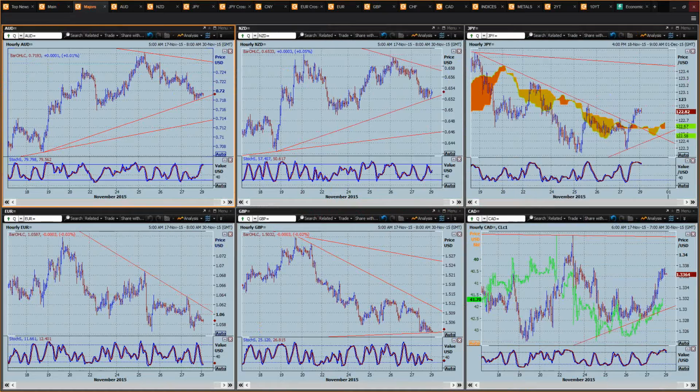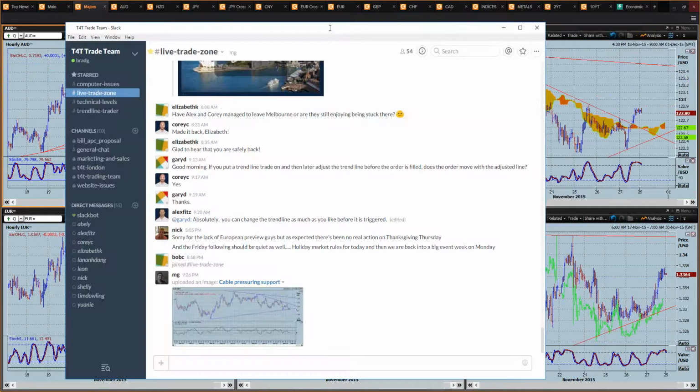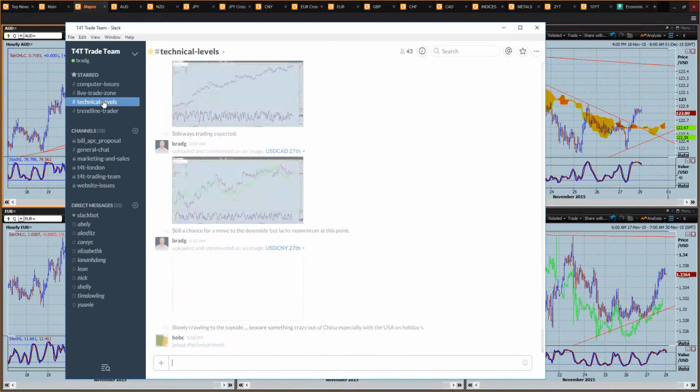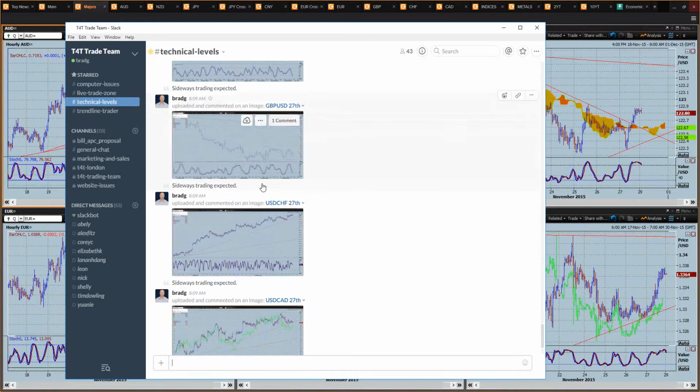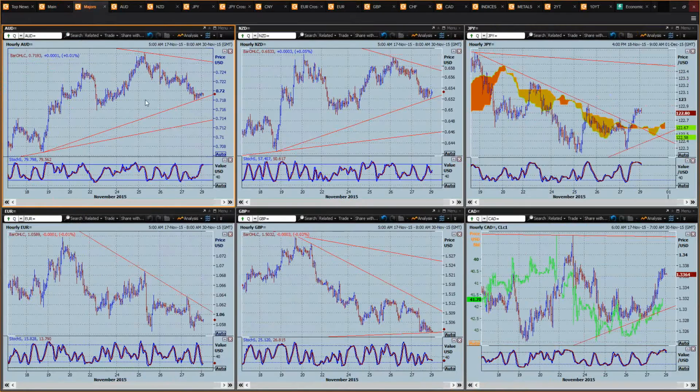All right, so just coming back to the major currencies where we start the week. You'll find these charts on the trade zone. Just be aware, the technical levels will be posted each day, so you can come back and find these technical charts and a bit of a comment about what's going on, so you can compare your charts to what we're actually doing.